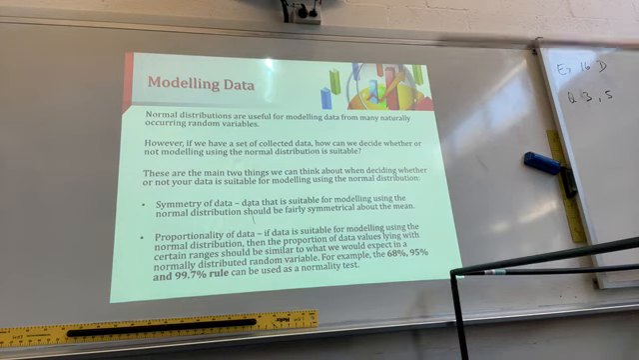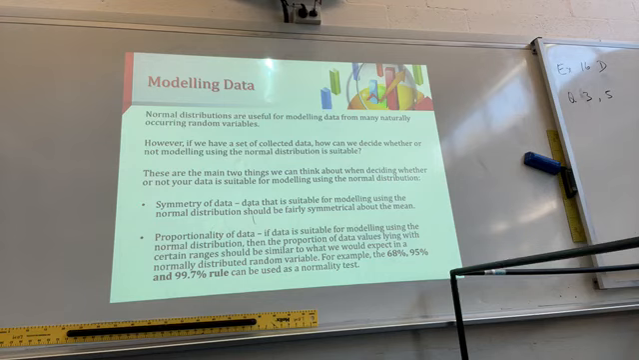However, you also need to think about the proportionality of the data. Even if the data is actually symmetrical about the mean, you need to think about the proportionality, for example, the 68%, 95%, and the 99.7% rule. Alright? You should think about looking at the standard deviation. The data within one standard deviation from the mean on both sides should be about 68% of the data.